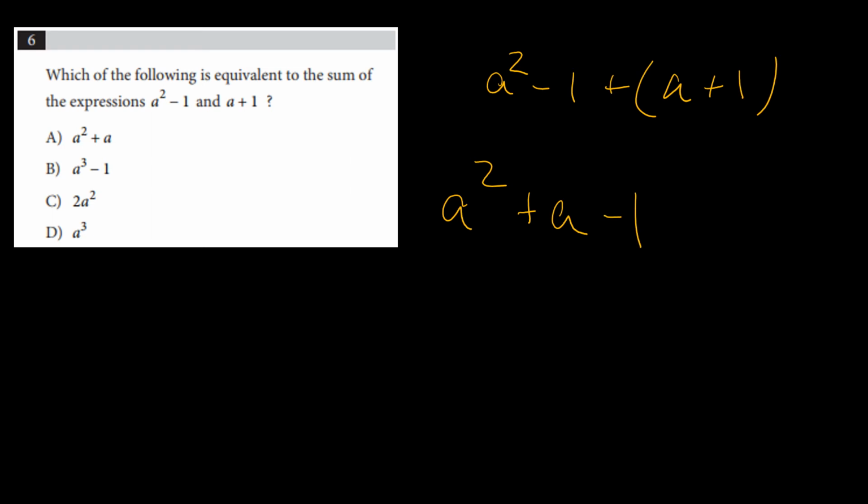Which of the following is equivalent to the sum of the expressions a squared minus 1 plus a plus 1? Well, we're just going to combine like terms here. Negative 1 and 1, these are going to cancel. We just get a squared plus a. Answer choice A there.